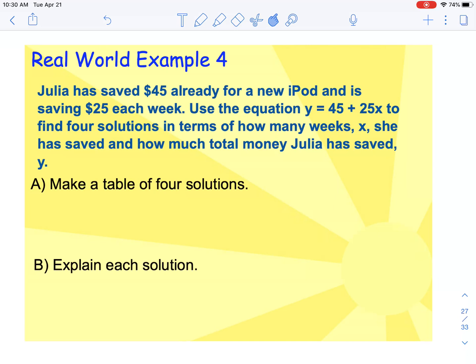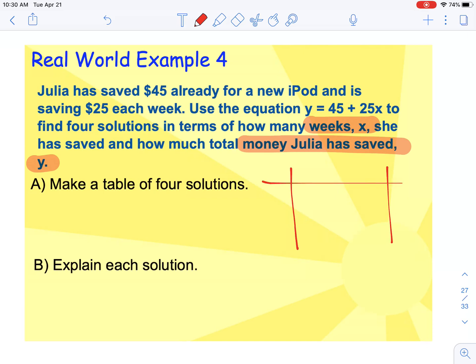And then the last one, Julia has saved $45 already for a new iPod and is saving $25 each week. Use the equation y equals 45 plus 25x to find 4 solutions in terms of how many weeks x she has saved and how much total money Julia has saved. So x is going to be the weeks and y is going to be the money Julia has saved. So we're going to make a table with the 4 solutions.